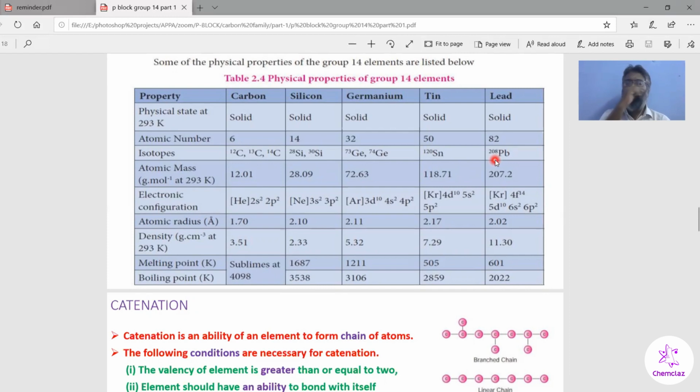The +2 oxidation state is most stable due to the inert pair effect. From top to bottom, the inert pair effect increases. So in lead, the lower oxidation state is most stable, while in carbon, the higher oxidation state is most stable.